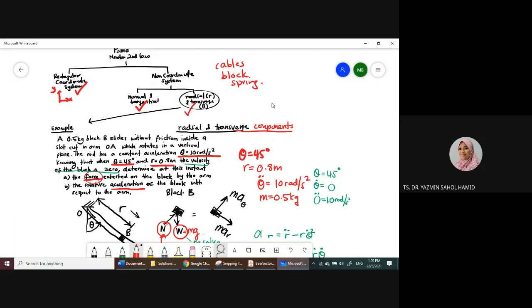For questions related to Newton's second law, before you begin, you have to identify the correct type of coordinate you want to use. After that, the important thing is that you are able to draw the correct free body diagram. And after that, it should be simple. Okay, class, are you okay?